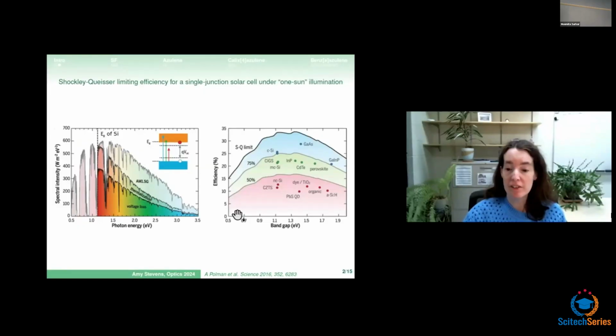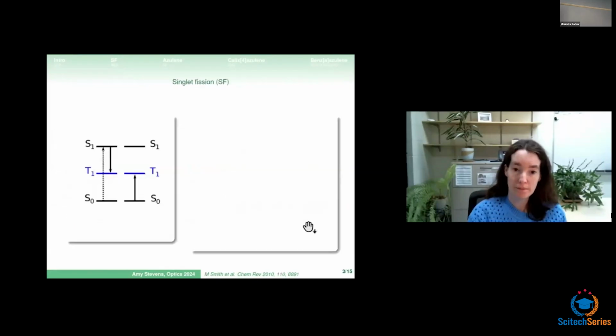You can see here we have efficiency versus band gap, and we have various crystalline structures, monocrystalline or polycrystalline. For a silicon solar cell, under one sun illumination with a single junction, the Shockley-Queisser limit is 33.7%. This band gap is the band gap for silicon. So this is a bit of an issue, and we think we can enhance the efficiency of solar cells by using exotic energy transfer decay processes.